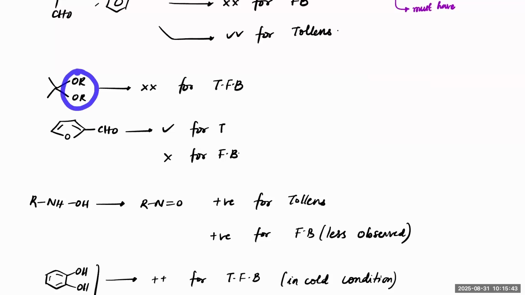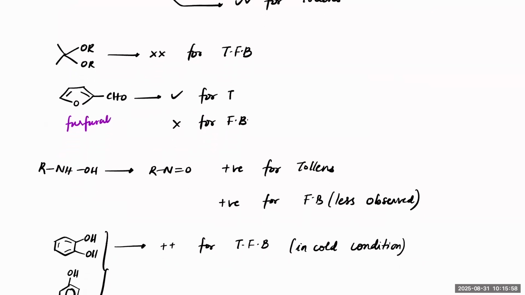any acetal, this is an acetal group, will always give a negative test with Tollens, Fehling's, and Benedict's. Again, this is furfural, the common name, and you will be using it in biomolecules a lot of the time. When you use furfural with Tollens test, it is positive, but with Fehling's and Benedict's, it is negative.